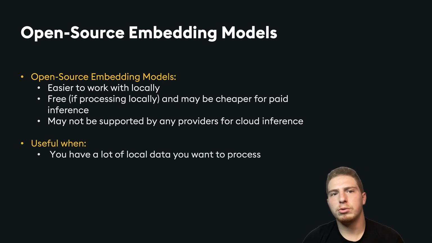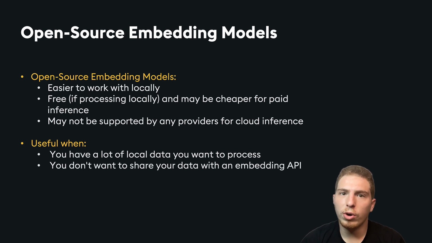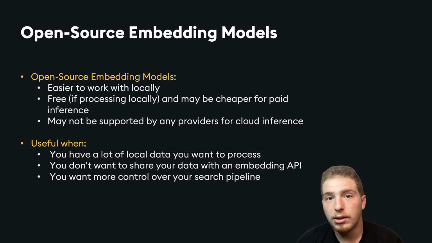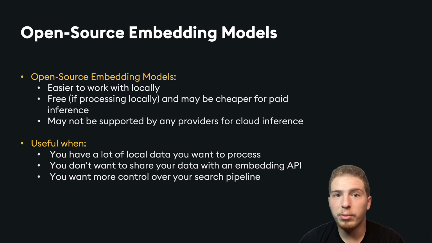But the main time you should use an open source embedding model is when you have a lot of local data that you want to process and you don't want to share your data with an external embedding API. Because closed source models host their own infrastructure for doing inference, but you do have to send them your data. Another advantage of open source embedding models is that you have complete control over your search pipeline.